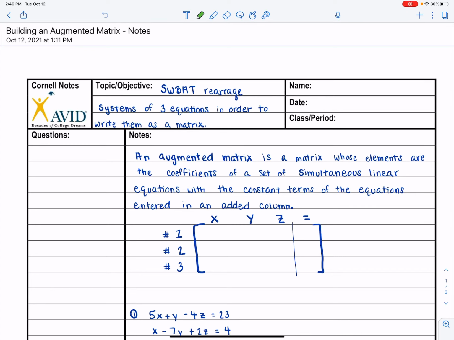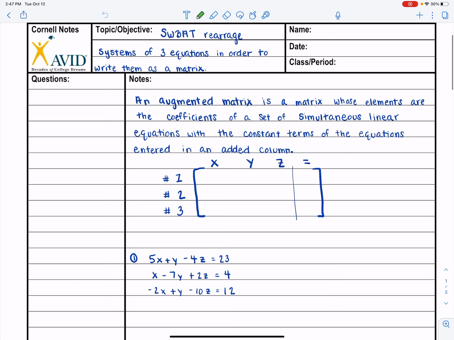Today, the student will be able to rearrange a system of 3 equations in order to write them as a matrix. So all we're doing today is we're going to learn how to build an augmented matrix. An augmented matrix is a matrix whose elements, so the things inside the matrix, are the coefficients of a set of simultaneous linear equations with a constant term of the equations entered in an added column.